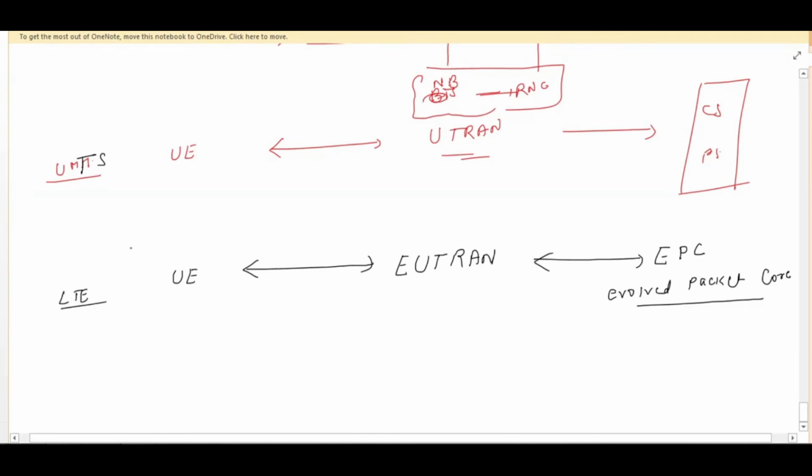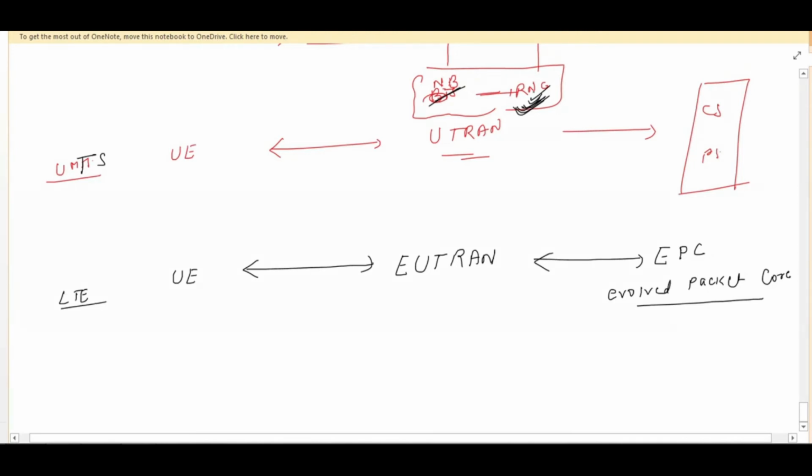Second, very important point: in your UMTS, the RNC is very important. Your entire radio resource management task, your MAC layer functionality, RLC layer functionality, all those tasks are done by the RNC. Only a few functionalities of the physical layer and MAC layer are performed by the Node B. Otherwise, all other functionality is performed by the RNC in UMTS. But in LTE, there is no RNC.